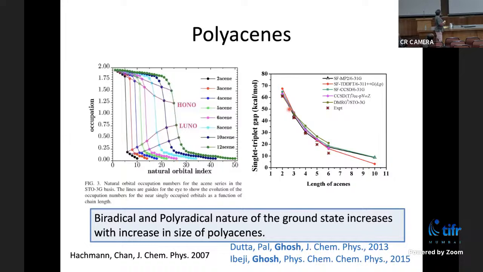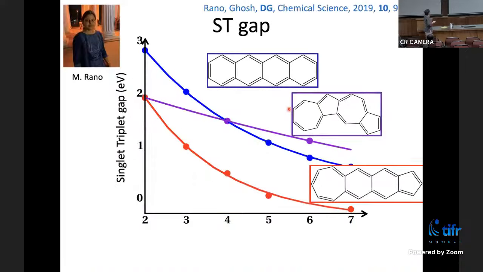With that, we have computed some things on polyacenes, which was done way back when. But what we tried to do is, instead of acenes, consider modified forms of acenes like polyazulenes or fused acene azulenes, which are also being synthesized of late. We tried to find the singlet triplet gaps, and acenes follow the experimental results quite well. Polyazulenes have only one or two experimental points. The rest haven't been synthesized.